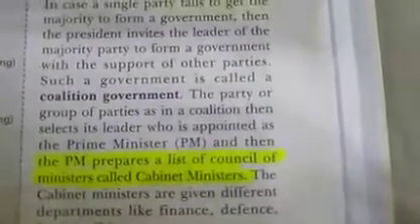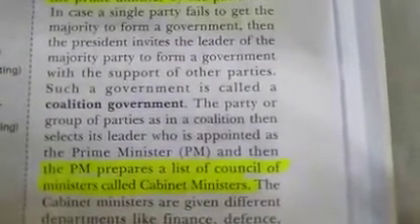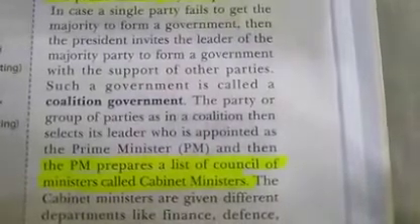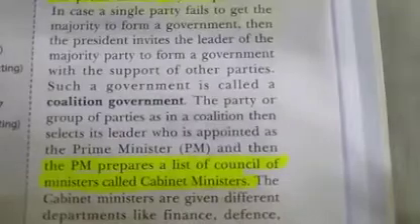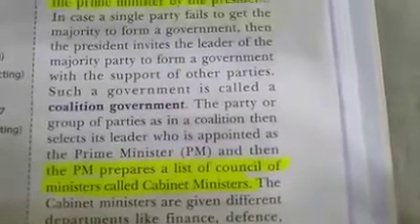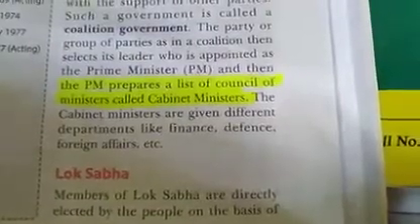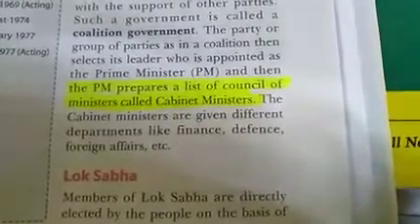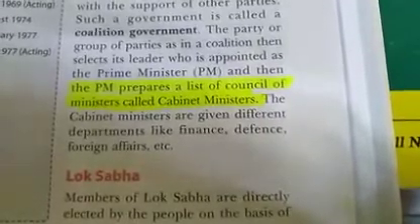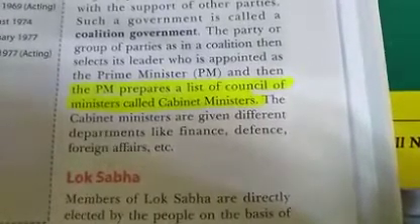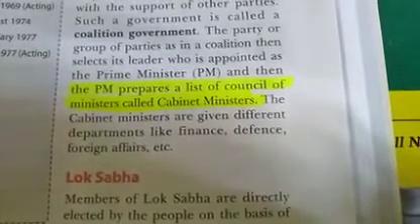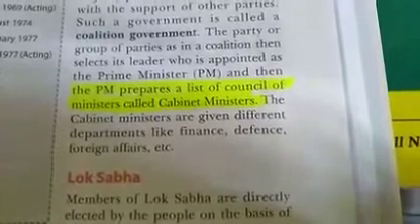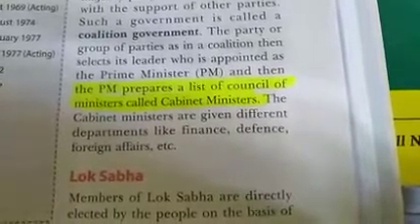Now, the party or group of parties, as in a coalition, then selects its leader, who is appointed as the Prime Minister or PM. And then the PM prepares a list of Council of Ministers called Cabinet Ministers. So what we find is that the leader of the majority party becomes the Prime Minister, and then he prepares a list of Council of Ministers called Cabinet Ministers. The Cabinet Ministers are given different departments like finance, defense, foreign affairs, etc. So these departments are called the executive departments.